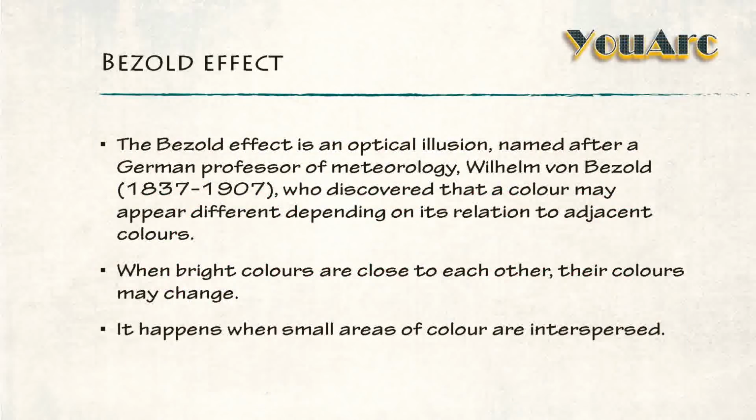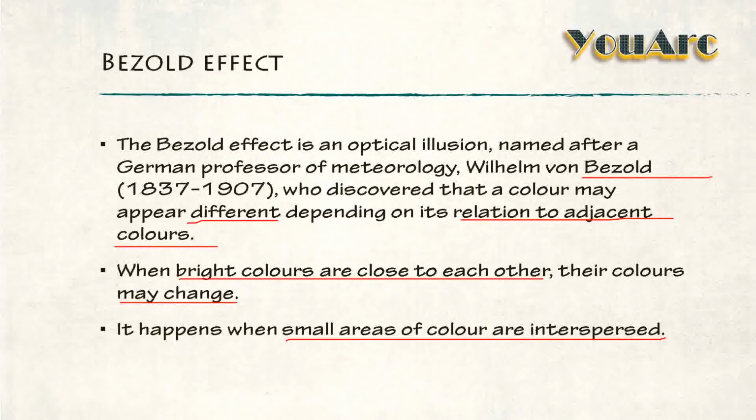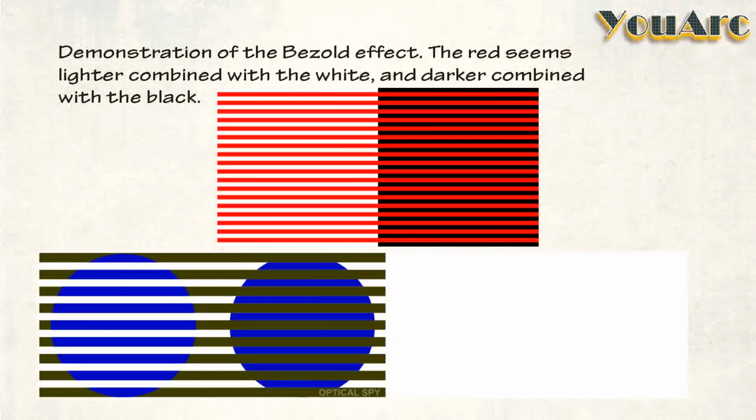Let's see what is Bezold effect. It is an optical illusion named after the German professor who developed this Bezold effect. The color may appear different depending on its relation to the adjacent colors. So here the color will vary depending on its adjacent color. When bright colors are brought together close to each other, their colors may change. This may happen when small areas of colors are interspersed. So let's see this with demonstration.